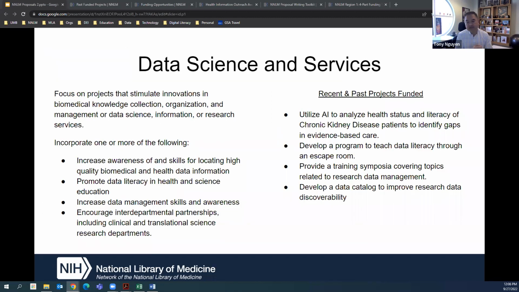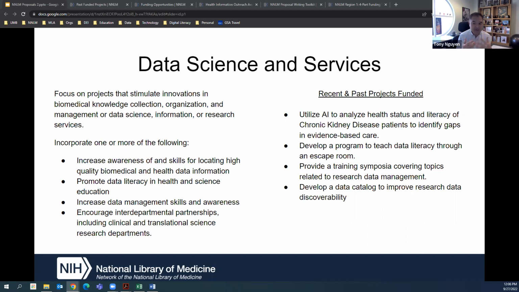So for the data science and services projects, the focus is on something to help stimulate innovations in biomedical knowledge related to the collection, organization, or management of data science, information, or research services. The goal is to incorporate 1 or more of the following: increasing awareness, promoting data literacy, increasing data management skills, and partnerships are incredibly important. So you can partner with your CTSA or research departments related to this as well.